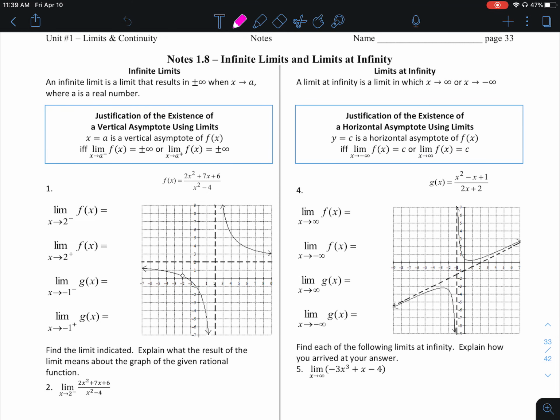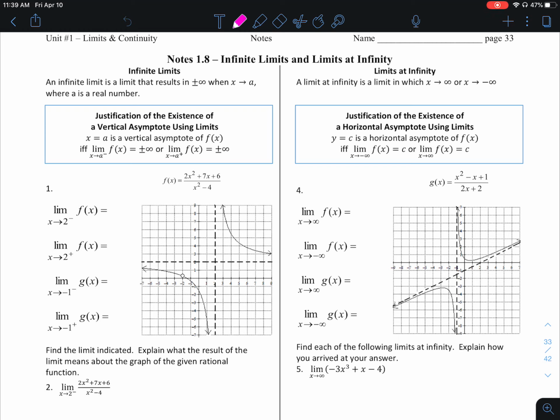This is AP Calculus AB. We're looking at notes 1.8, infinite limits and limits at infinity. Should note that once we learn L'Hopital's rule, and we can't learn it yet because there's too many rules that are needed in order to use L'Hopital's rule that we haven't learned yet, this entire section becomes much, much, much simpler.